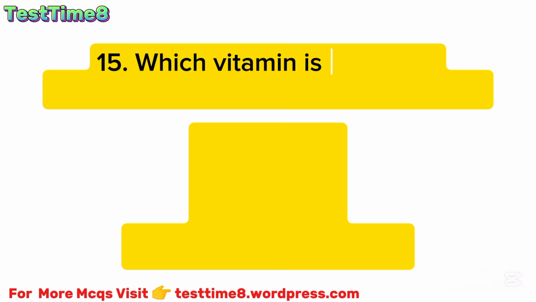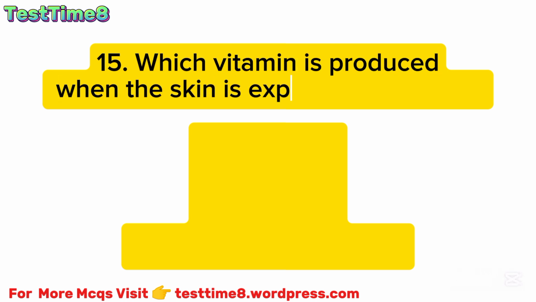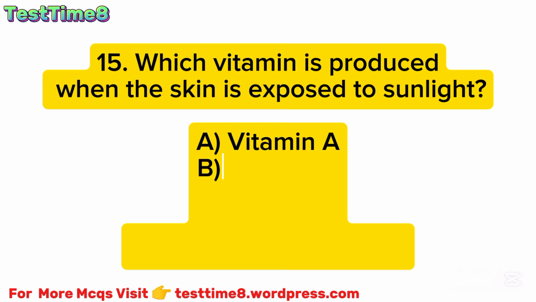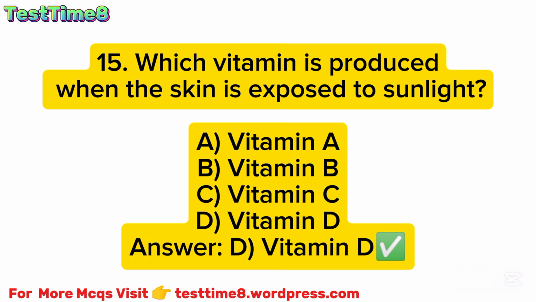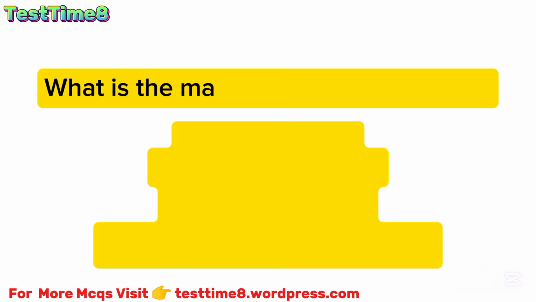15. Which vitamin is produced when the skin is exposed to sunlight? A. Vitamin A, B. Vitamin B, C. Vitamin C, D. Vitamin D. Answer: D. Vitamin D. What is the main cause of ocean tides?